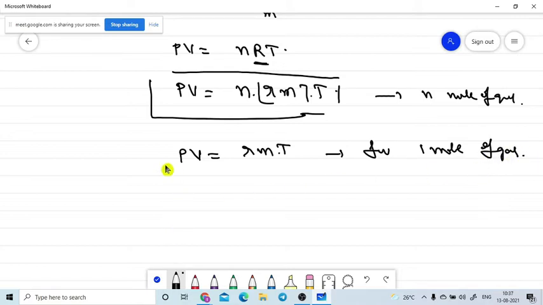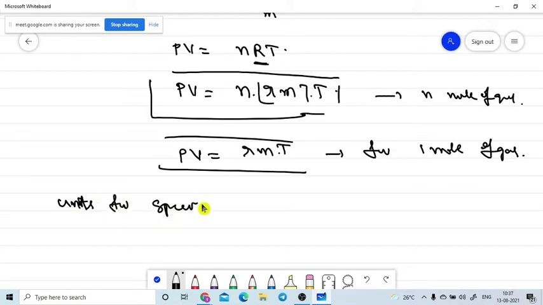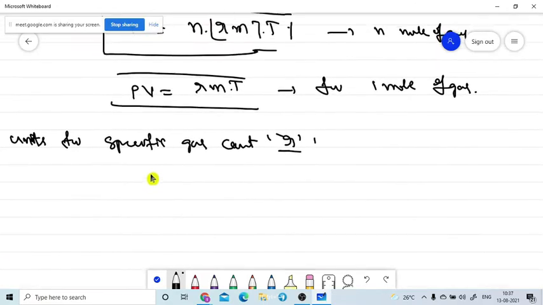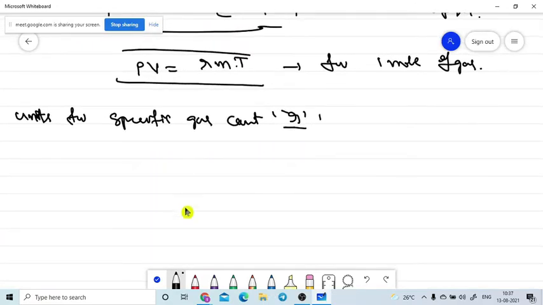Now they may ask the question, what are the units of the specific gas constant? So that is equal to small r units. They may ask the question. So for small r, if you want to write the units, you need to go to the basic fundamental formula.